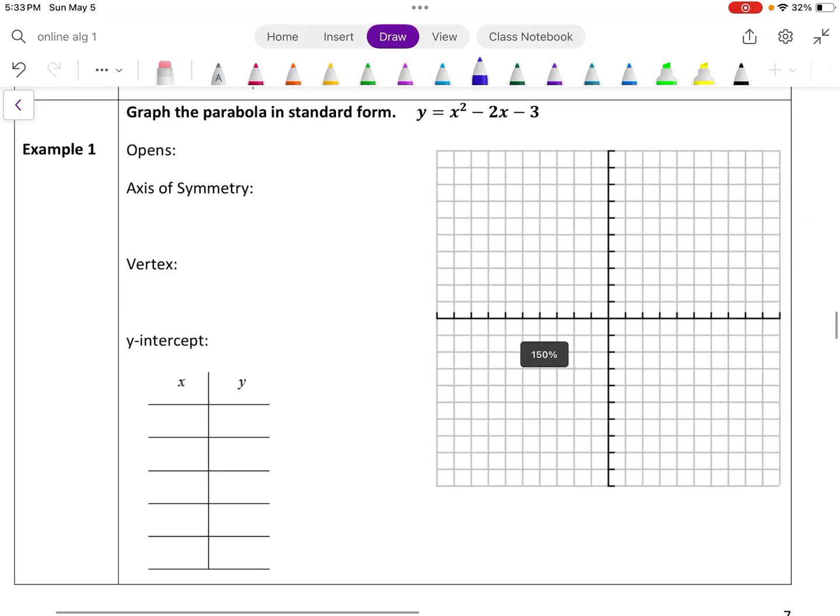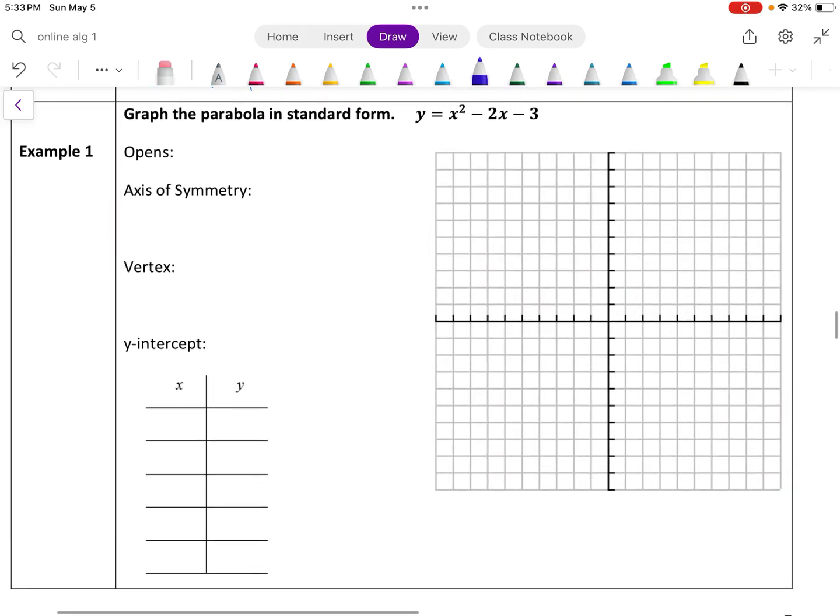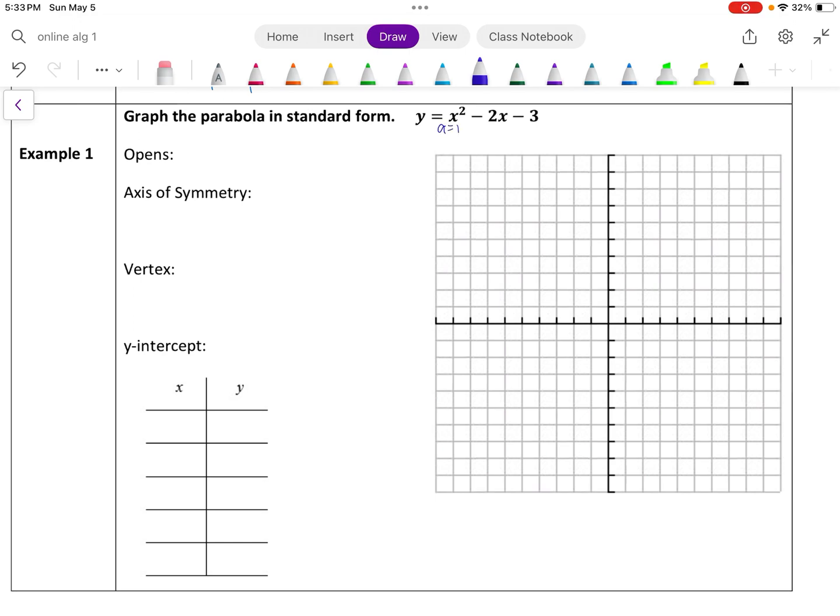Let's practice. We want to graph y equals x squared minus 2x minus 3. All right, well, a is 1, b is negative 2, and c is negative 3. So since a is 1, I know this is going to open up since that's positive. Well, to find my axis of symmetry, I need to use that formula. x equals negative b divided by 2 times a. All right, so this becomes a negative 2, because my b value is negative 2, divided by 2 times my a value, which is 1.